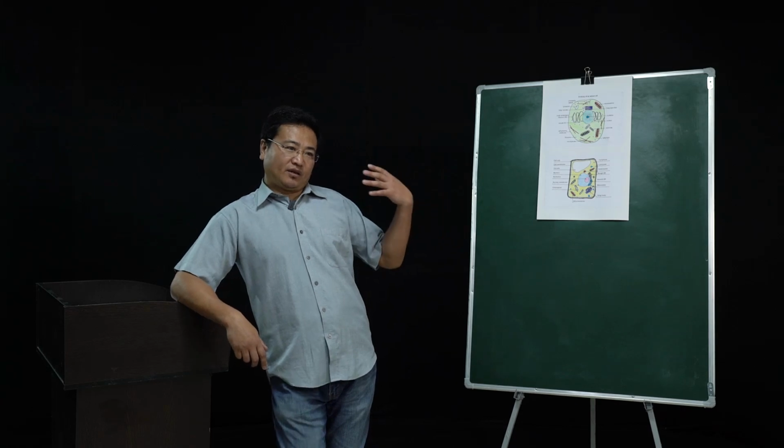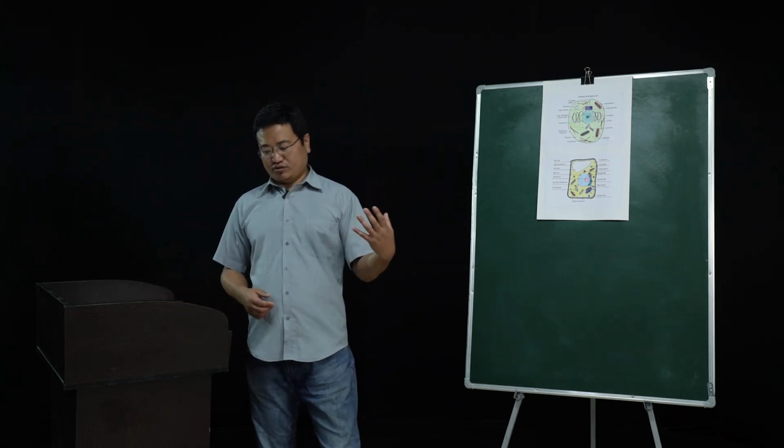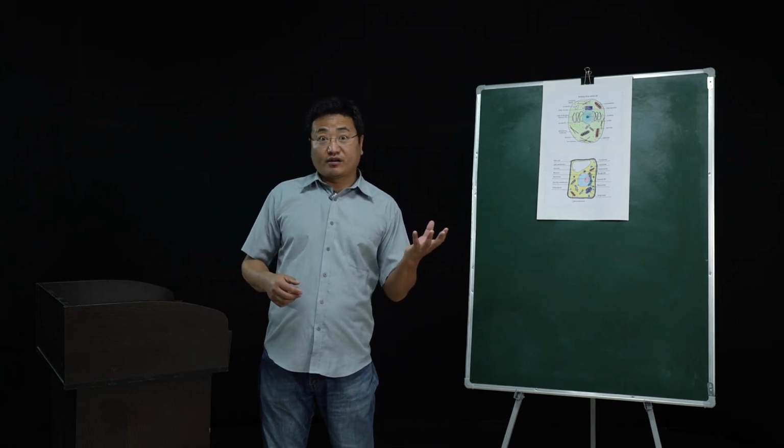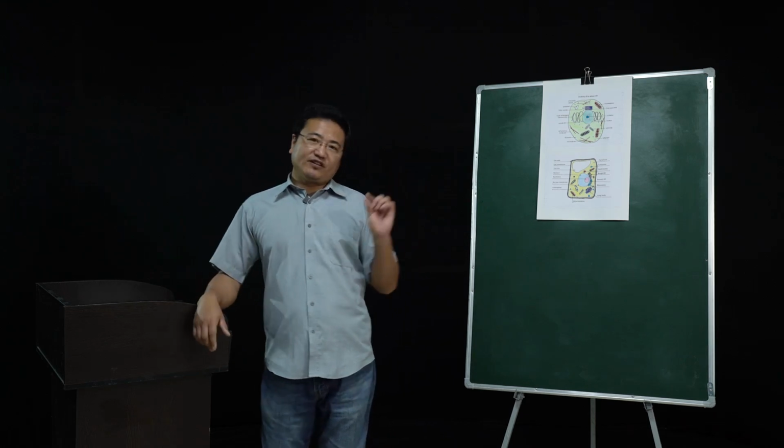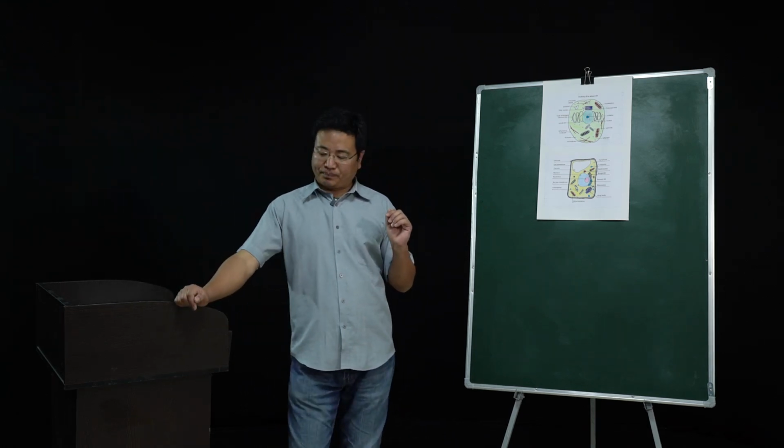Even a bacteria can be smaller than that too. There are bacteria which are around 0.1 to 0.5 micrometer. So we have very, very tiny cells also.